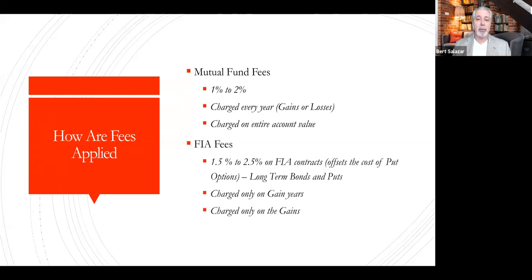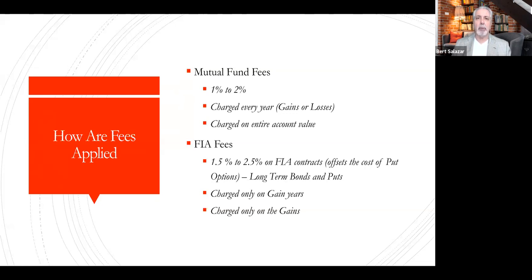Now, when it comes to the fixed index annuities or the principal protection program fees that I've been discussing with you, the fees can range anywhere between 1.5% and 2.5% on fixed index annuity contracts. And the reason why they charge those fees is because they have to be able to manage the risk. Because remember, they're assuming all the liability for the losses.